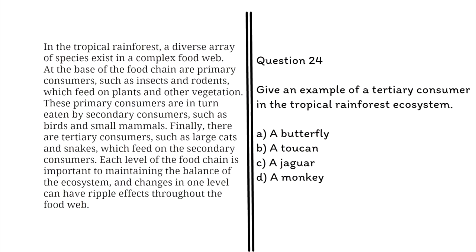Question 24. Give an example of a tertiary consumer in the tropical rainforest ecosystem. A. A butterfly. B. A toucan. C. A jaguar. D. A monkey. The correct answer is C.